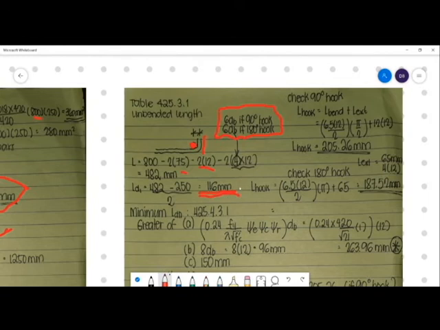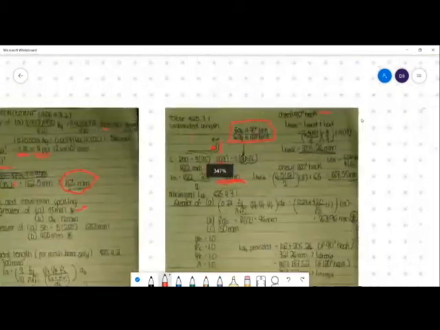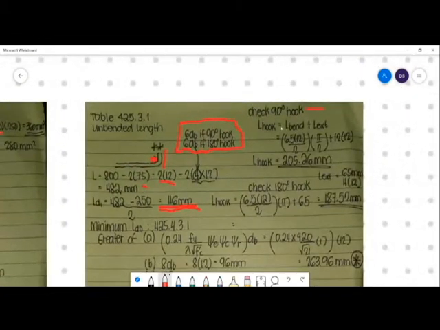Okay? So, what if we determine which hook we will use, whether the 90-degree hook or the 180-degree hook. So what we do: the length of hook is equal to the length of bend plus the length of the extension. So the length of bend.